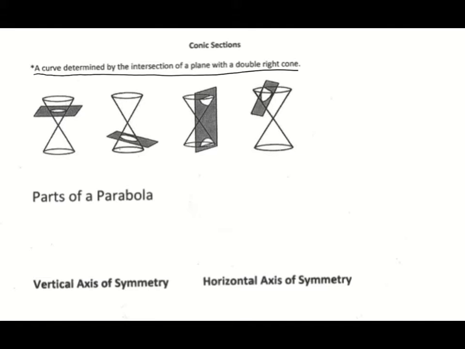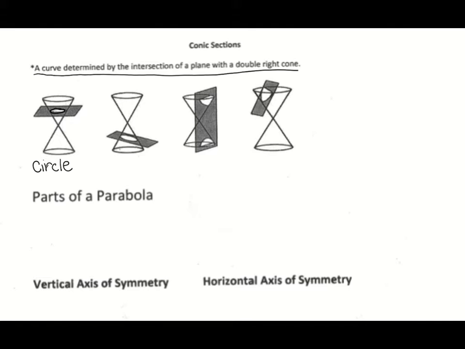So you can see our pictures here. We have a double right cone, so two cones right on top of each other. And these are our four different types of conic sections. Our first one is a circle. You can see when this plane, think of it as that plane is slicing that cone right in half at the top there. It creates a circle where the plane and the cone meet. So that is why our first one here is a circle.